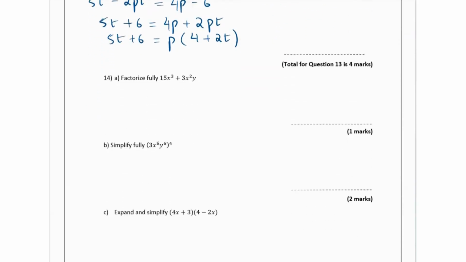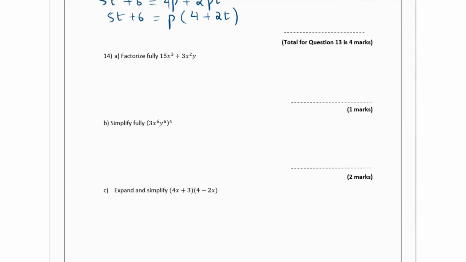Then it says factorize fully 15x cubed plus 3x squared y. So in these cases, what we do is we see what is the highest common factor. Highest common factor over here is 3 and x squared. So we take 3x squared common and we're left with (5x plus y) in the bracket. So that's your fully factorized answer. We cannot further break this down. We cannot apply difference of perfect squares or anything.